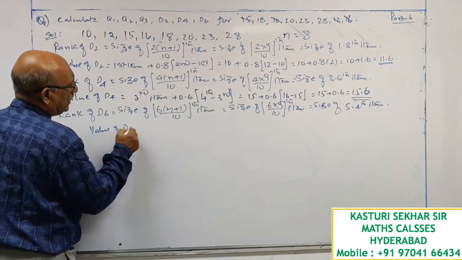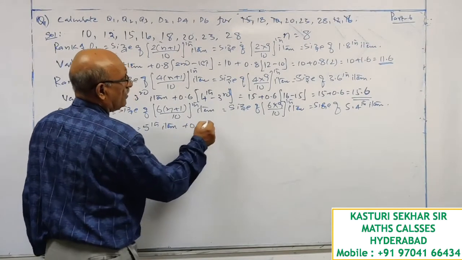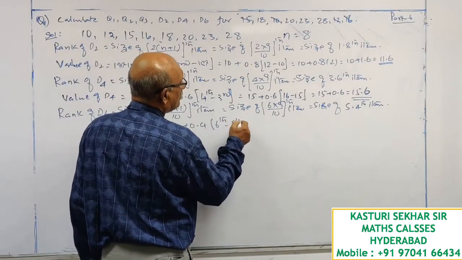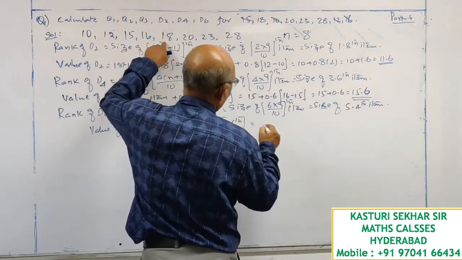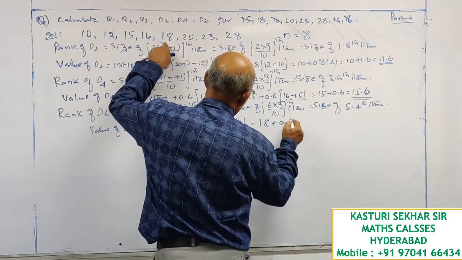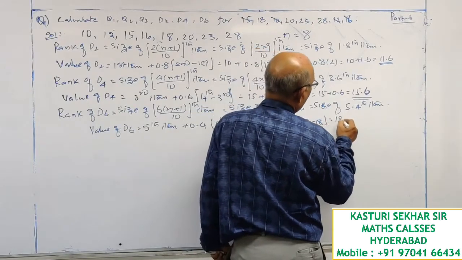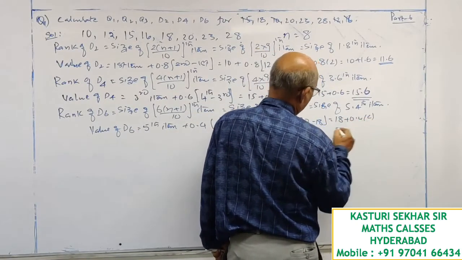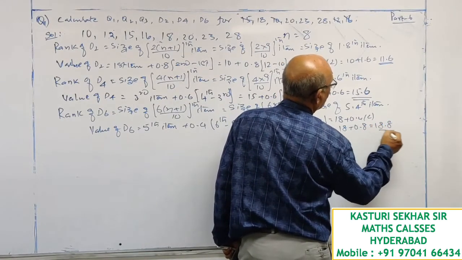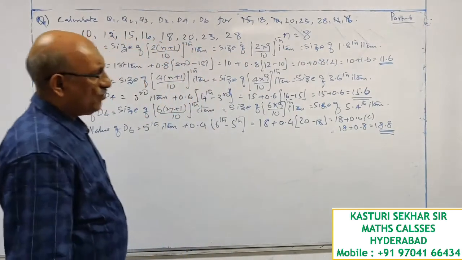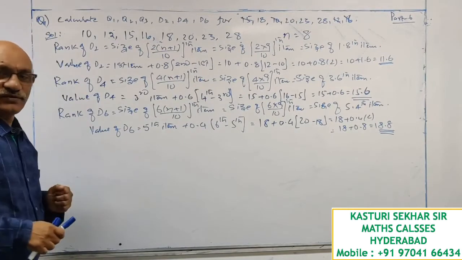Value of D6 is fifth item plus 0.4 into 6th minus 5th. Fifth item is 18 plus 0.4 into (20 minus 18). 18 plus 0.4 into 2, 18 plus 0.8, 18.8. This is the value of D6.